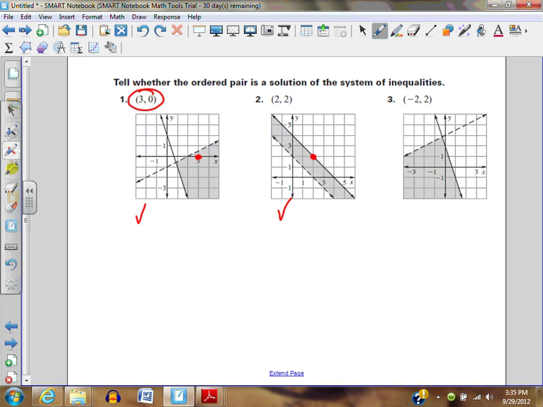Let's look at this one. Negative 2, 2. I'm glad they used one like that to show the contrast. Now the negative 2, positive 2 coordinate shows up smack dab on that dashed line. That means, because a dashed line means we don't include these points, we're snobby, then that is a big no.